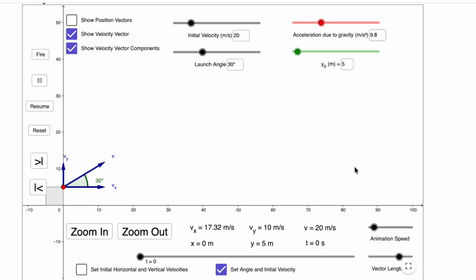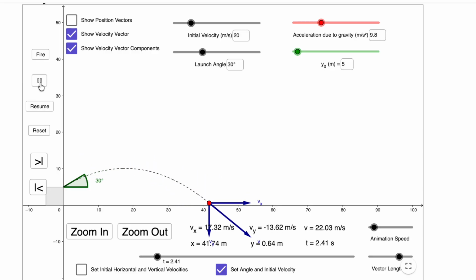Alright, let's test our answer to see if it's true. We have our initial velocity set at 20 meters a second, our launch angle set at 30 degrees, and our initial y value of the cannon is 5 meters. So we are trying to find when this projectile right here hits y equals 0. Let's play it. Alright, let's go back a little bit.